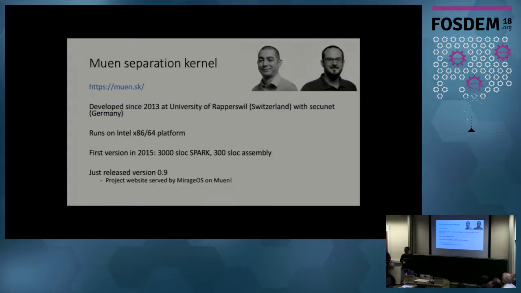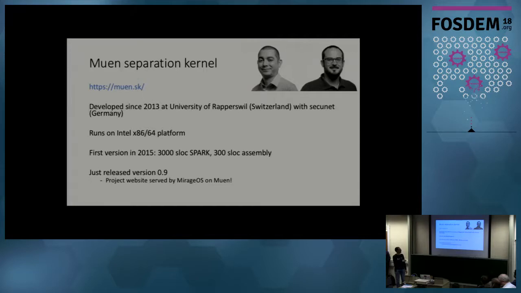Now Muen. Muen is the largest Spark open source project. It's this separation kernel by Adrian-Ken Rueegsegger and Reto Buerki. So these two are researchers at the University of Applied Sciences Rapperswil, and they work with secunet, which is a security company in Germany. So you look at the website really to know all the details of the multiple features that have been added since 2013.